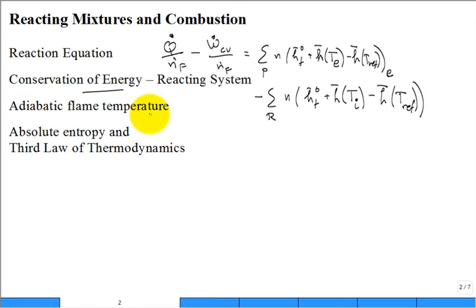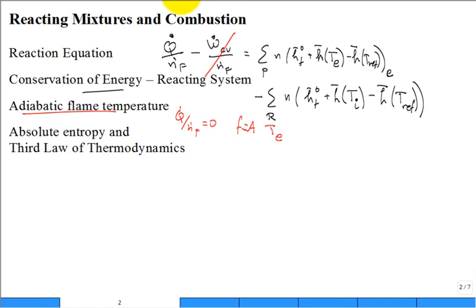Almost always that term is zero, but if it's an adiabatic flame temperature, it's adiabatic, hence Q dot divided by N dot F is 0. And then you find the exit temperature such that the energy balance is 0 on the left-hand side. Okay? All right. Then we talk about the absolute entropy and the third law of thermodynamics, and we use that to write the second law.